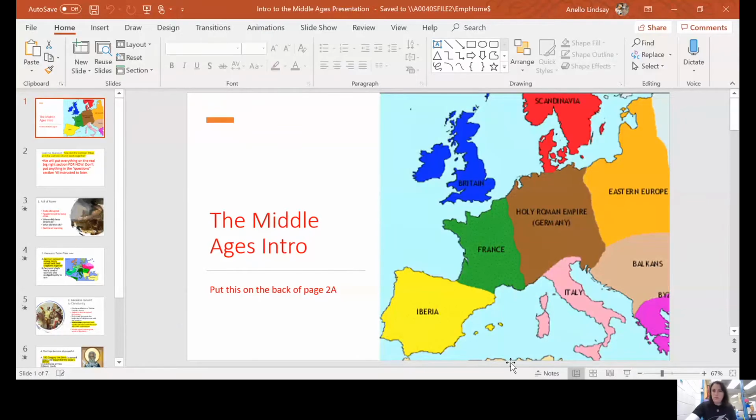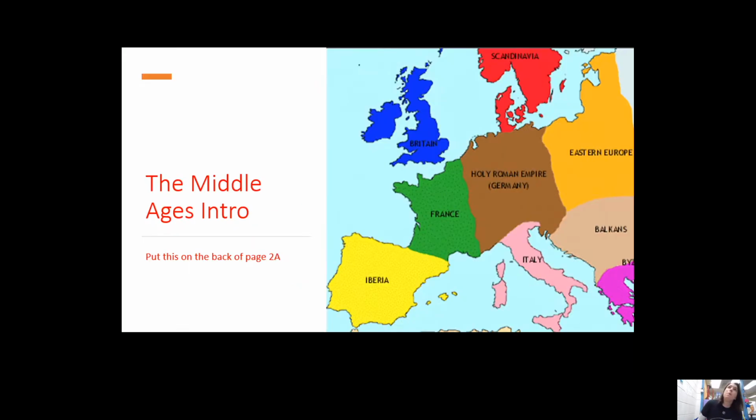Let me share my screen with you all. Okay, so this is the Middle Ages intro. Most of this is in red, so you don't have to write it down, but I included this map. I crossed off the map on the top of the worksheet, mainly because we're not doing anything with coloring. But this is how Europe kind of broke up after the fall of Rome.